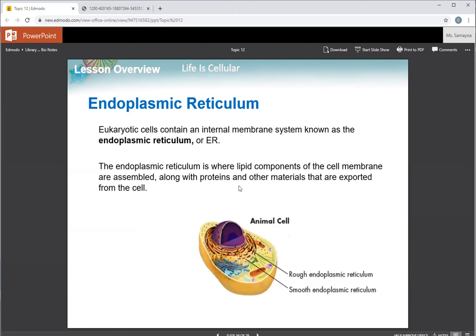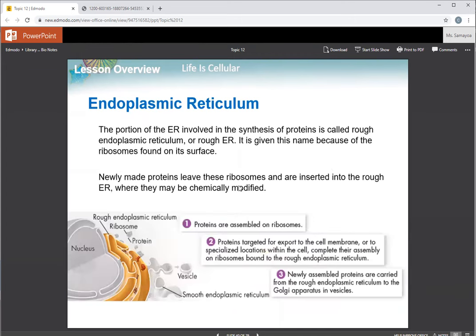So the rough ER's main job is to make the transport proteins that we're going to get from these ribosomes. And the smooth one is going to make fats and membrane proteins, and it doesn't contain any ribosomes at all.